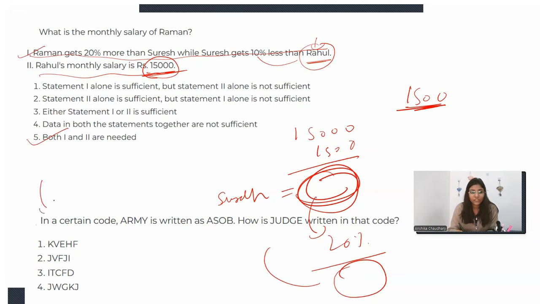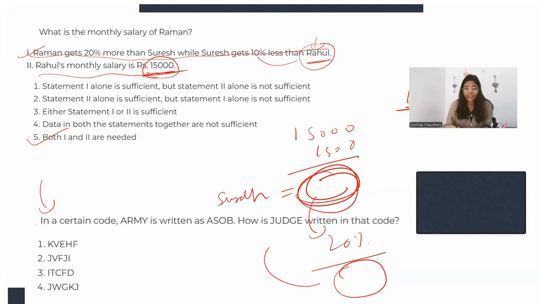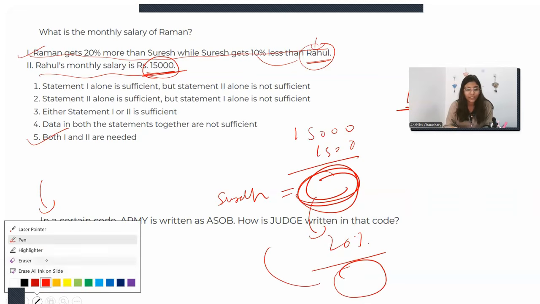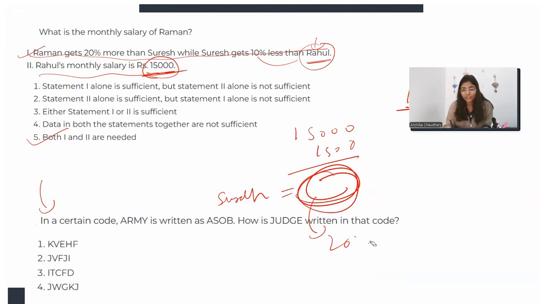So let's move on to the next question, that is from coding decoding. Again, a very important topic, right? So I'm erasing it.